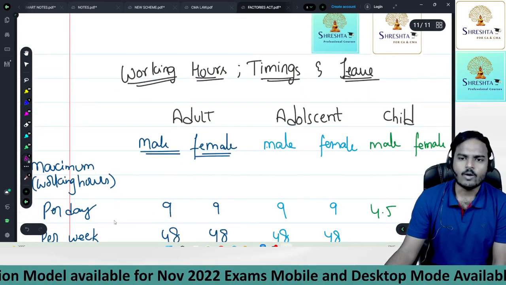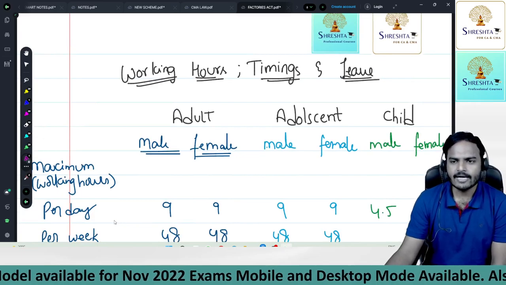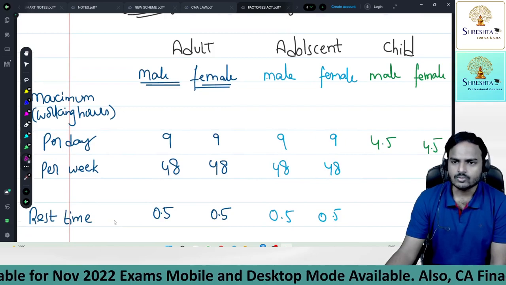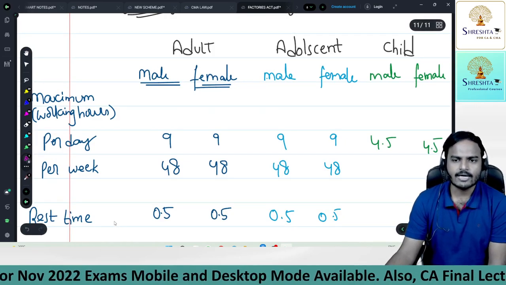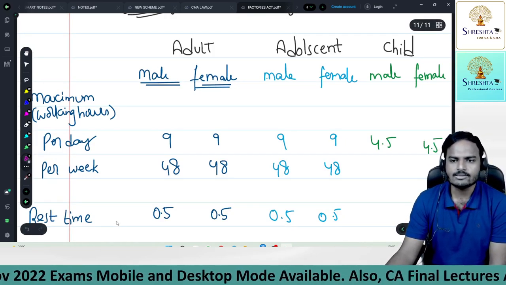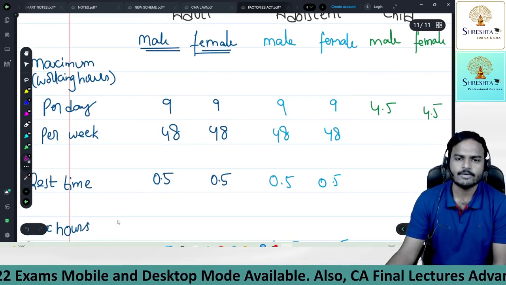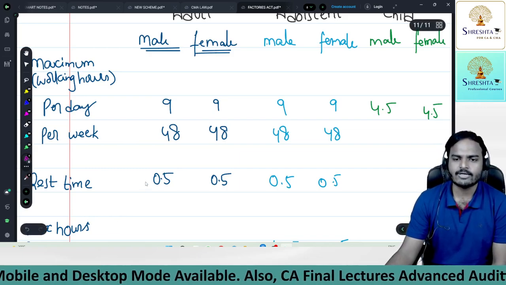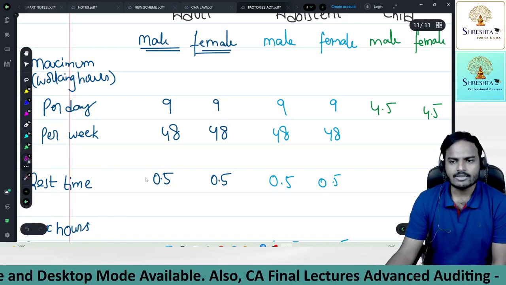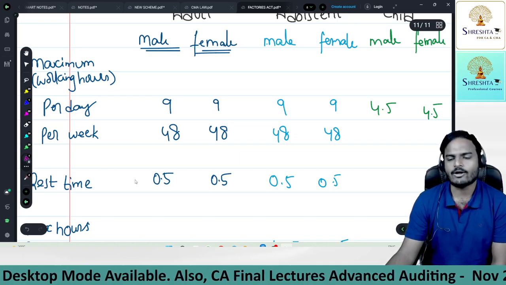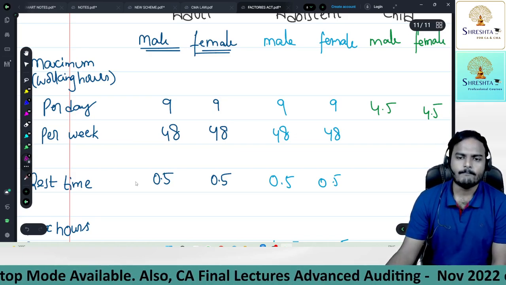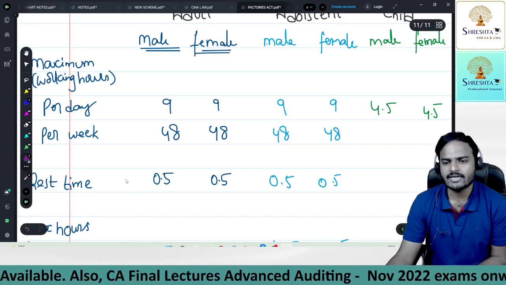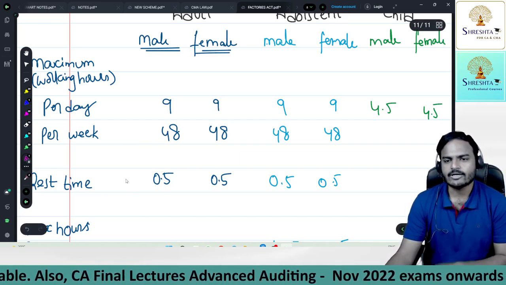Next one, ma'am. Working hours, timings, and leaves. Here I classified persons into three categories: adult, adolescent, child. Again, adult male, adult female, adolescent male, adolescent female, child male, child female. Maximum number of working hours per day is 9 in all cases. Coming to the child, only 4.5. Coming to per week, 48 hours. So simply 8 hours a day, 8 hours into 6 days, 48 hours.